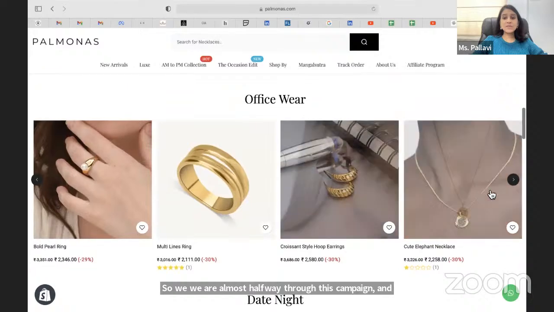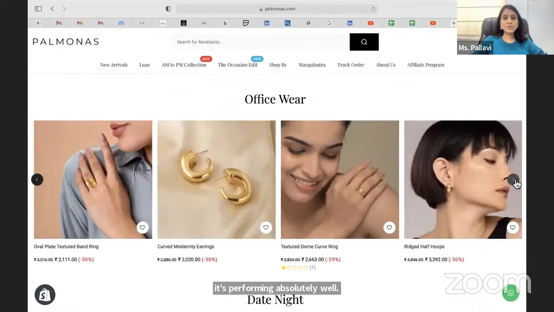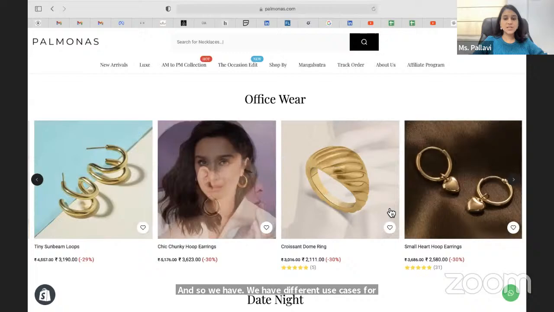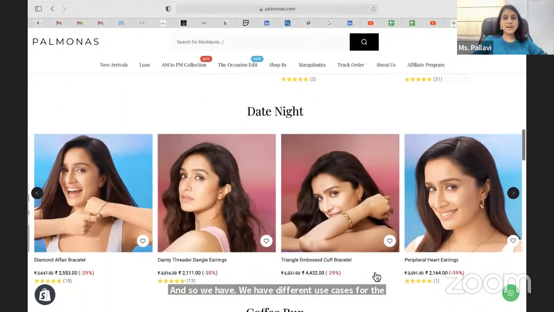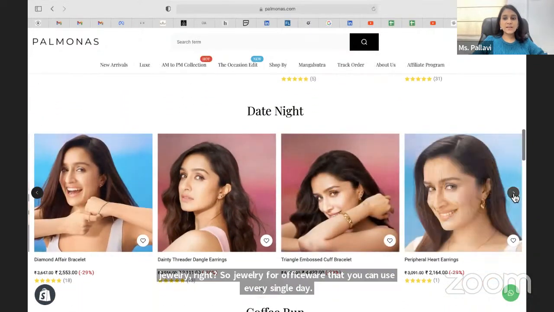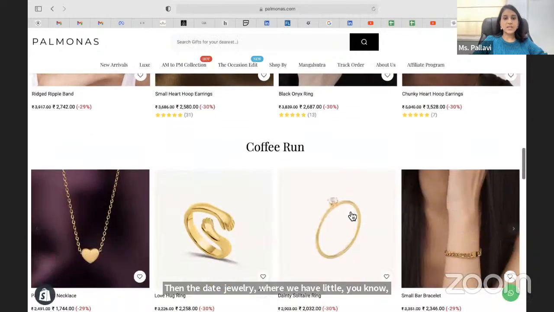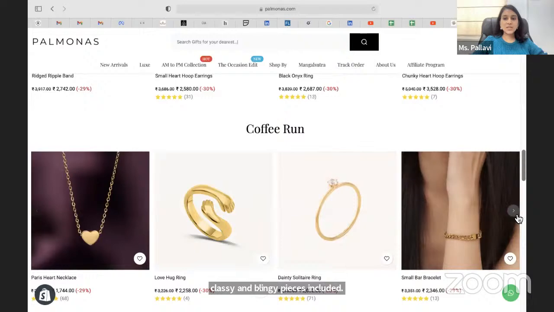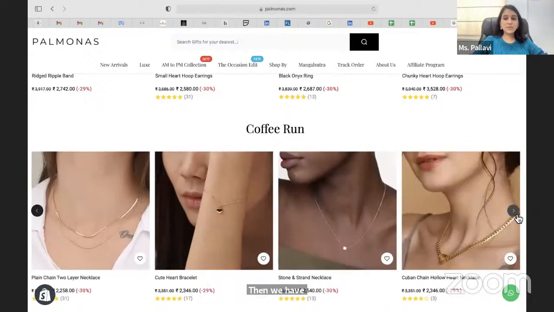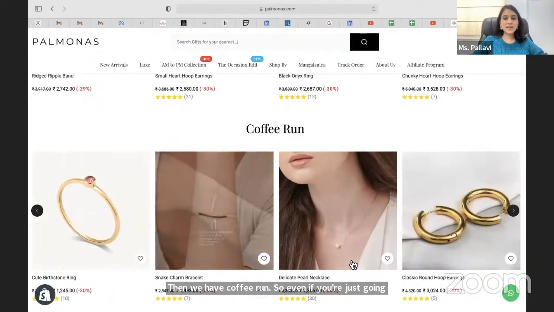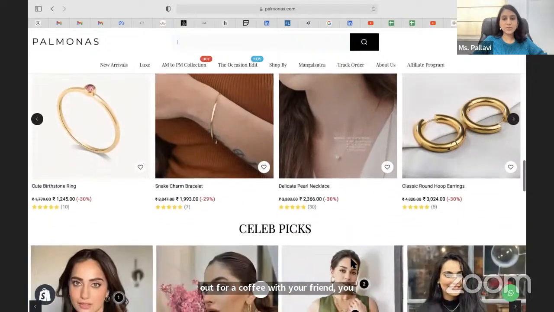So we have different use cases for the jewelry, right? So jewelry for office wear that you can use every single day. Then the date night jewelry where we have little, classy and blingy pieces included. Then we have coffee run. So even if you're just going out for a coffee with your friend, it's a very effortless kind of jewelry that you can put on.